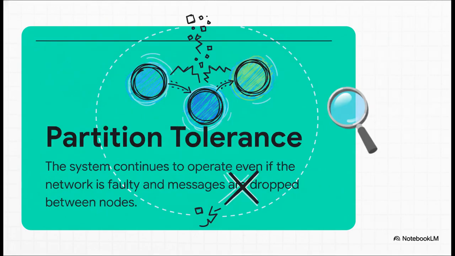And our third player is partition tolerance. Now, this one's a bit different. It's not so much a choice as it is, well, just reality. It's the simple fact that in a huge network of computers, things are going to break. Connections will drop. A server might go offline. It's not a question of if it will happen. It's a question of when.